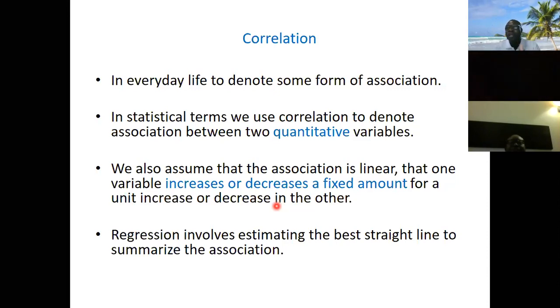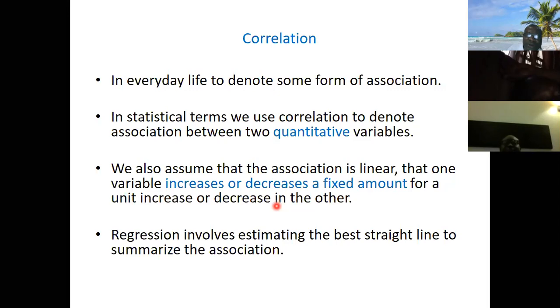So we're going to talk about the different types, whether positive or negative correlation. But just know that when the value of one changes, there's a corresponding change in the value of the other. So it has to be quantitative. It has to be something that has numbers. Otherwise, you cannot talk about correlation.